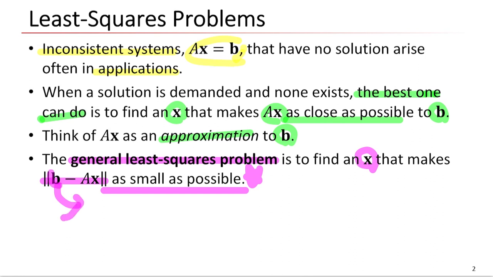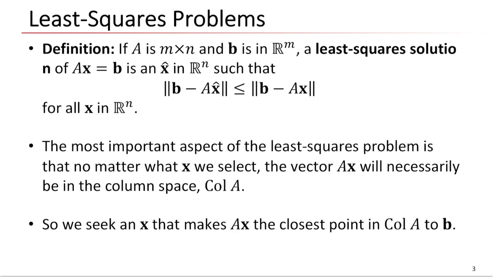So we already know this satisfies this statement. To satisfy this statement, the b should be what? The orthogonal projection of the vector b onto Ax. What is Ax? Ax is in the column space, right? So this is a least squares solution. Okay, let's see the details.